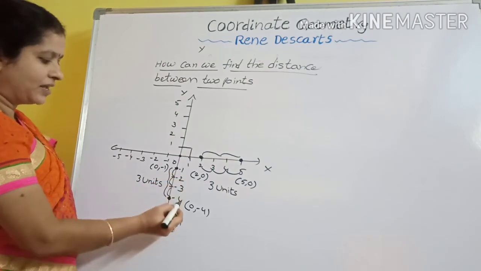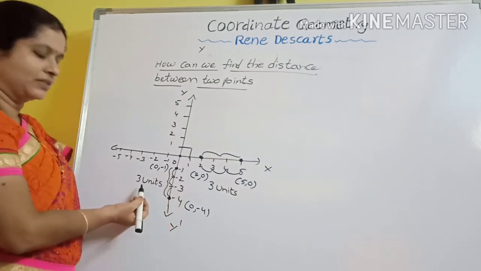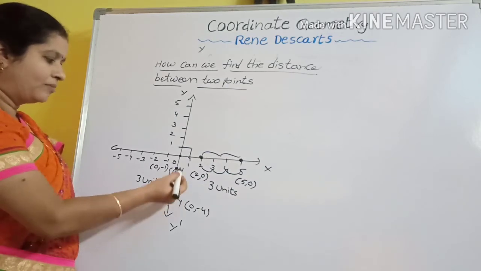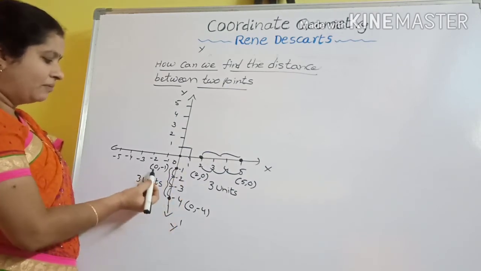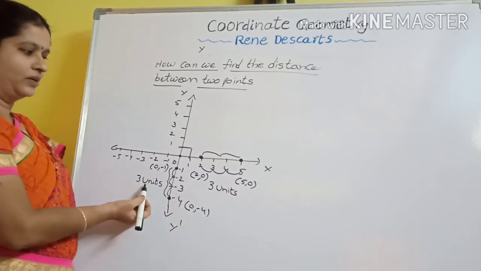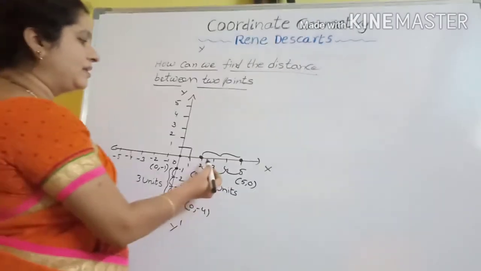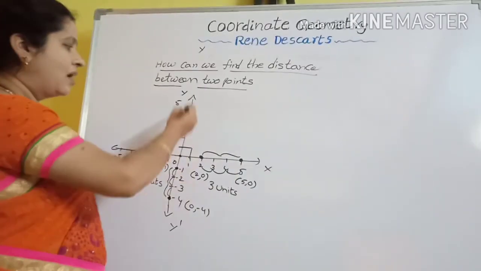Here negative integers are there, but distance must always be positive. So how much distance from (0, -1) to (0, -4)? Only 3 units. So what is the general rule to find the distance between 2 points on the axis?